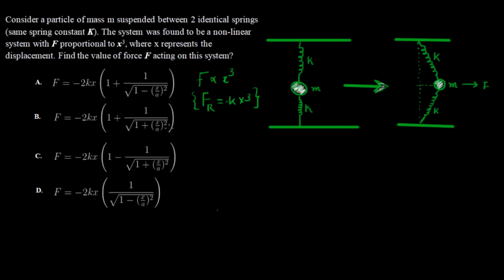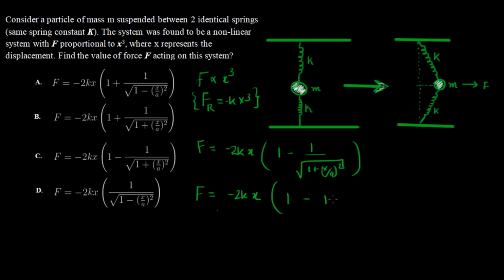In this case, I'm going to use option C. Other options you can also check, but for the sake of saving time, I'm going to use option C here. So we have force equal to minus 2kx times 1 minus 1 over the square root of 1 plus x by a the whole squared, right? So I'm going to take this up. So I have minus 2kx times 1 minus (1 plus x by a the whole squared) to the power minus 1 over 2. That's right.